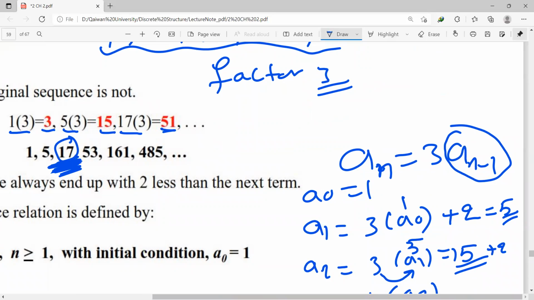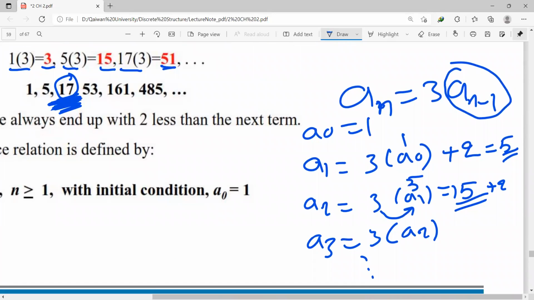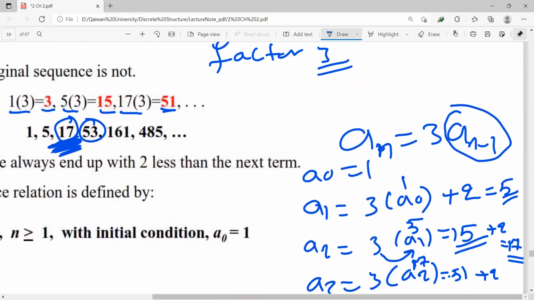Plus 2, and so it's 17. It's a_2. How about a_3? a_3 is 3 times a_2. a_2 is 17, it's 51. What should I add to get 53? Plus 2. That means we must add 2 for each term. That means here we have 3a_(n-1) plus 2. This is the formula.